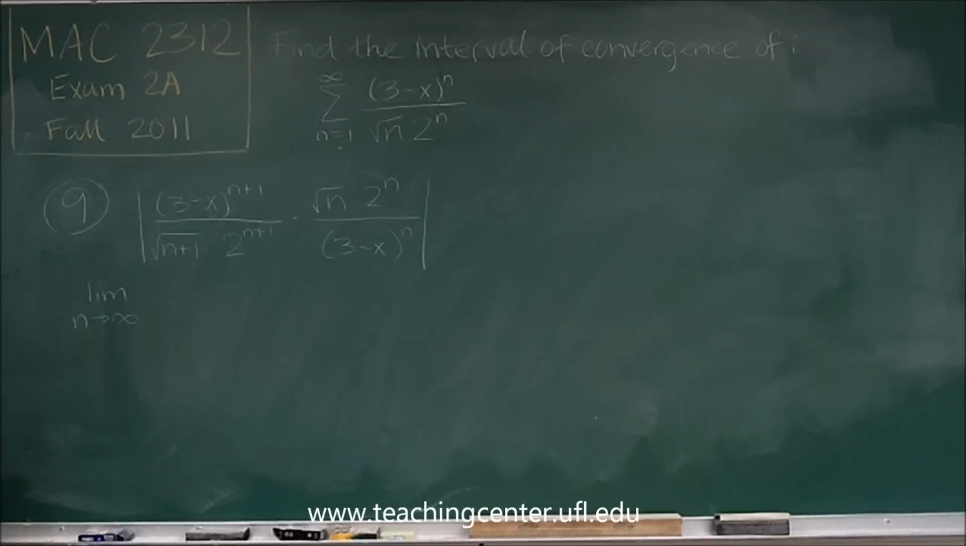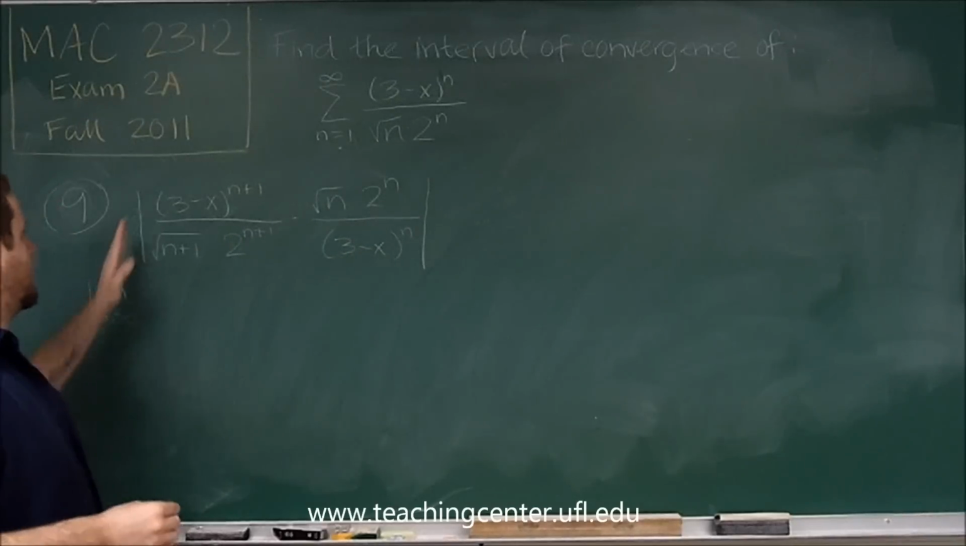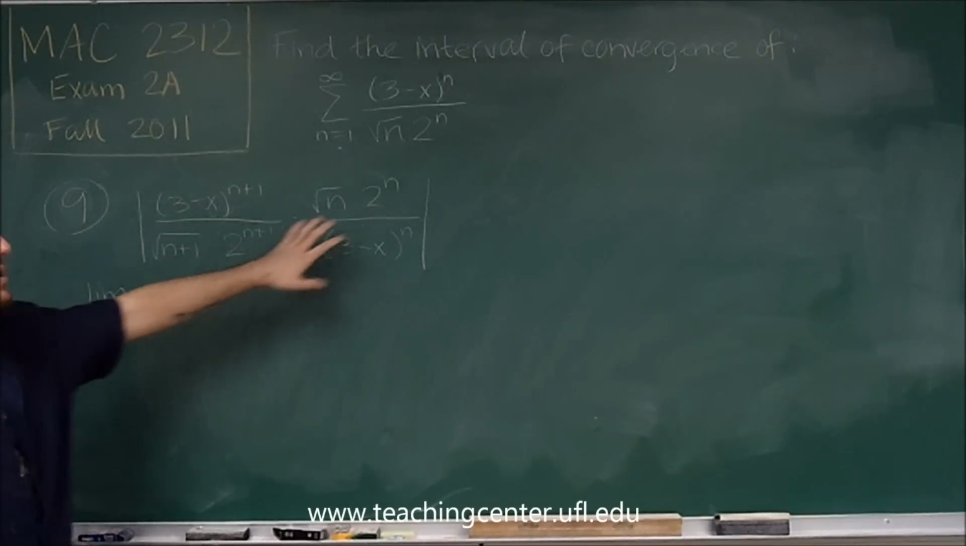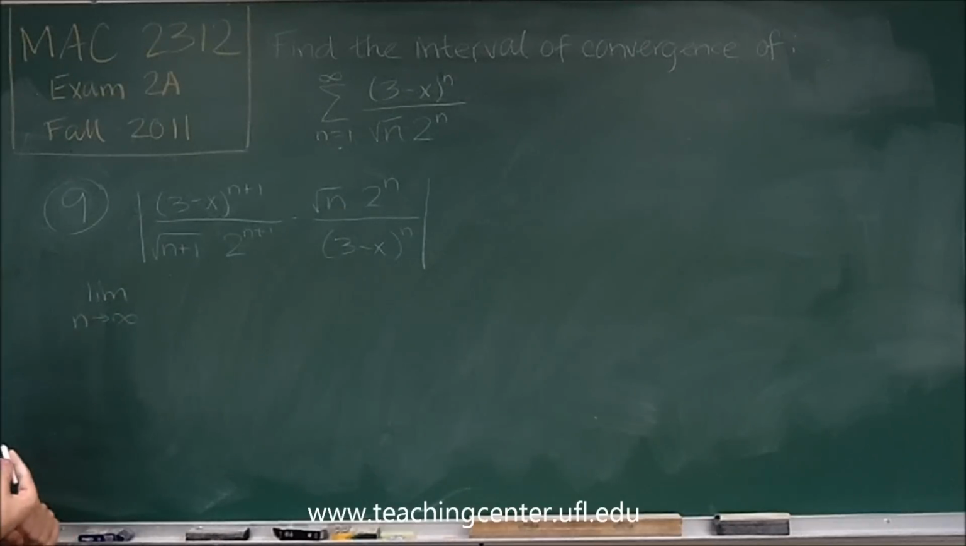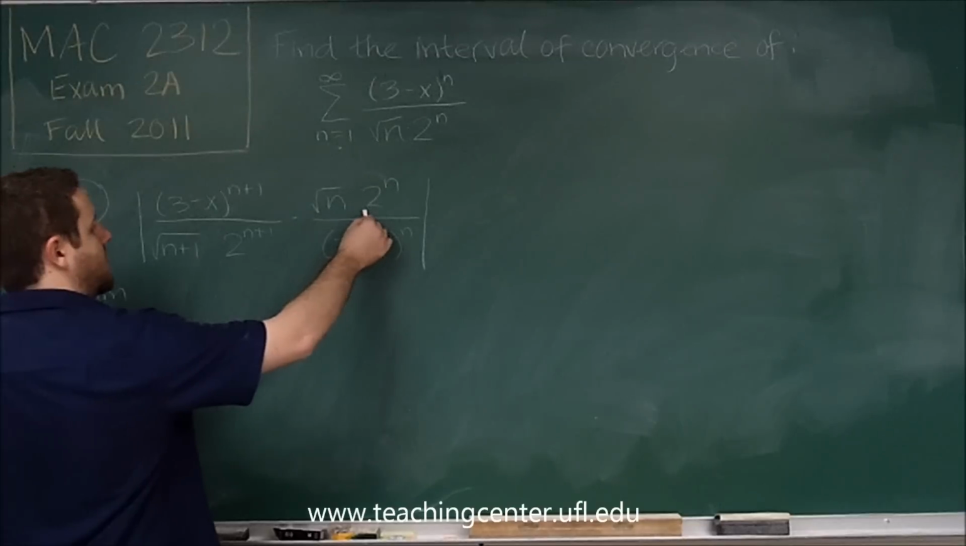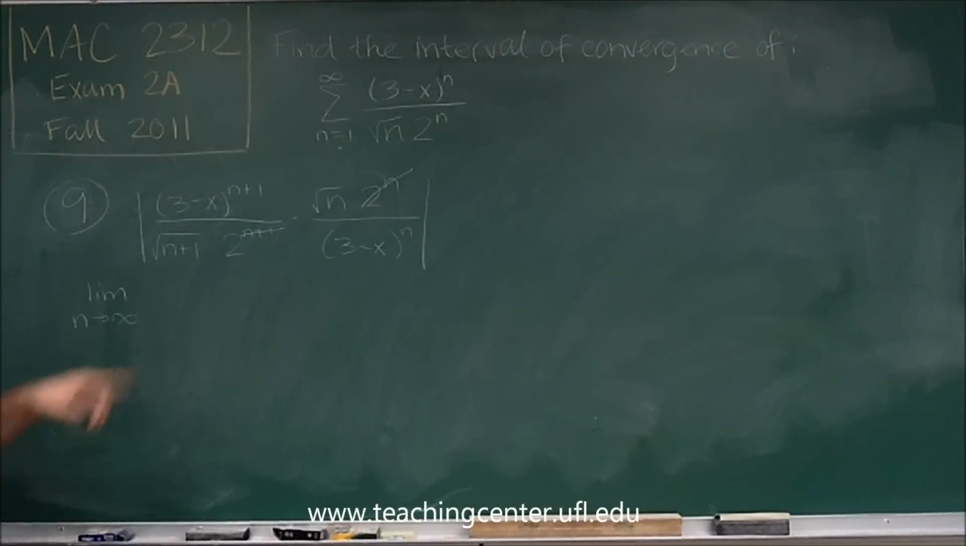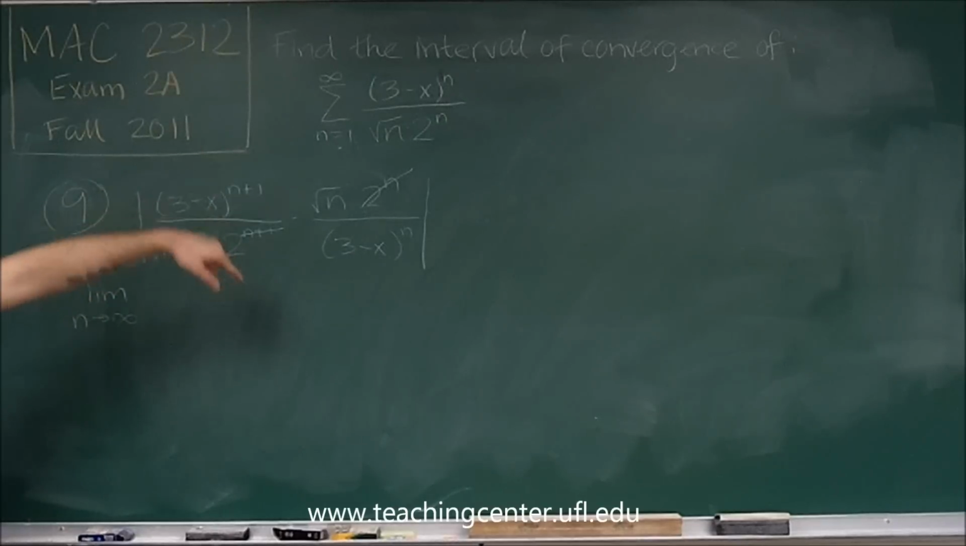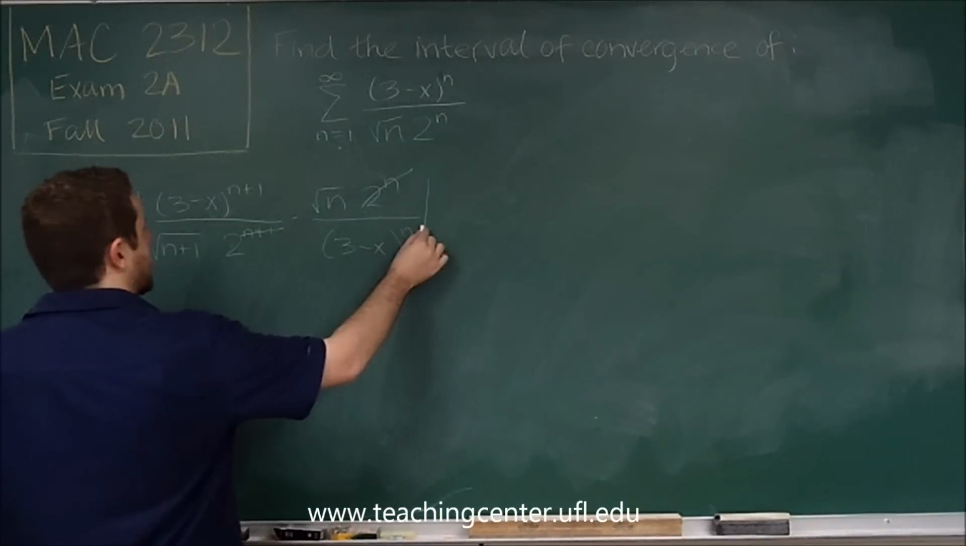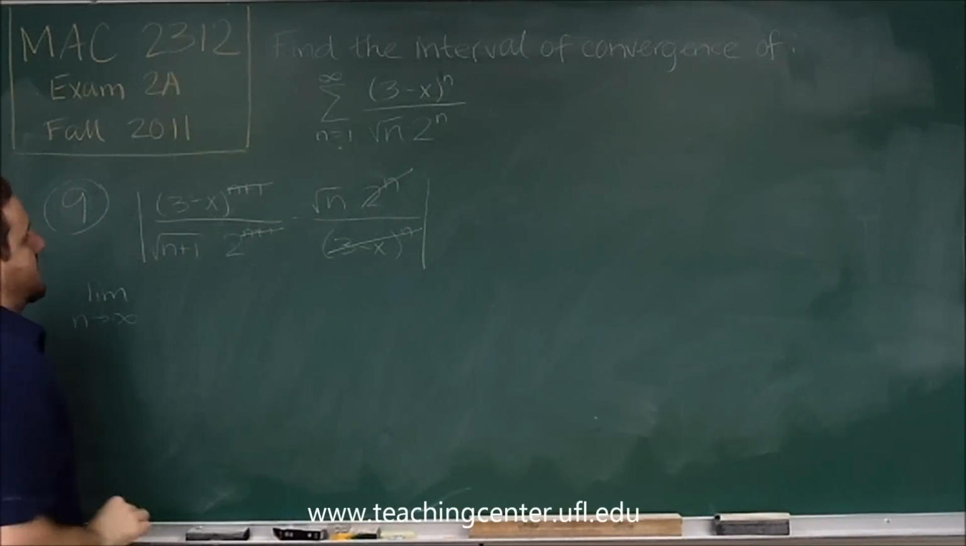So let's see what we can cancel out here. First of all, we don't need the absolute value bars. Actually we do around 3 minus x, but everything else is going to be positive anyway, so we don't really need to worry about that. Let's see what cancels out. 2 to the n plus 1 over 2 to the n, that's going to cancel out and just leave a 2. (3 minus x) to the n plus 1 over (3 minus x) to the n, that's going to cancel out, and that's just going to leave us a 3 minus x.